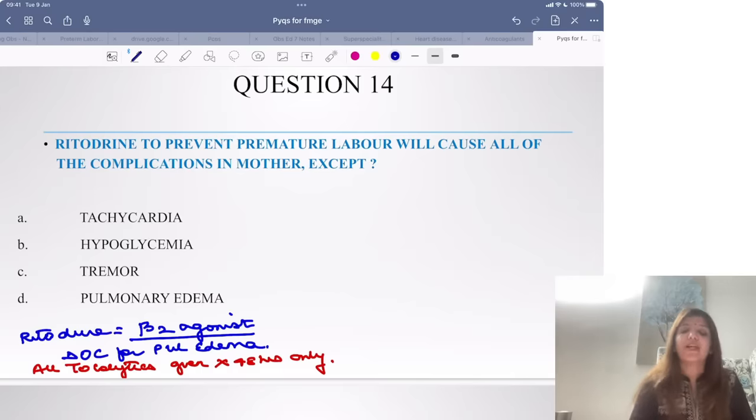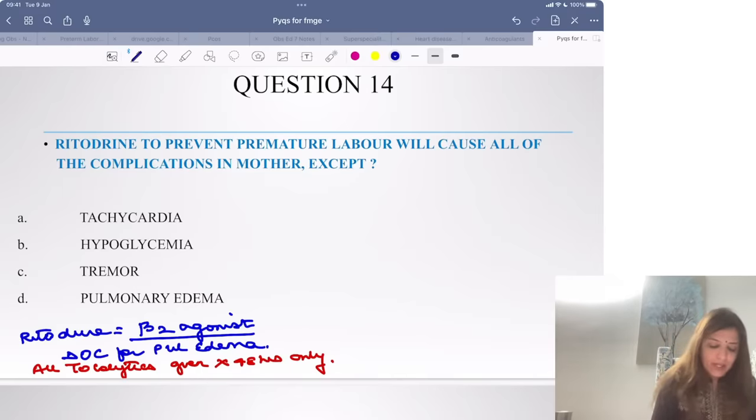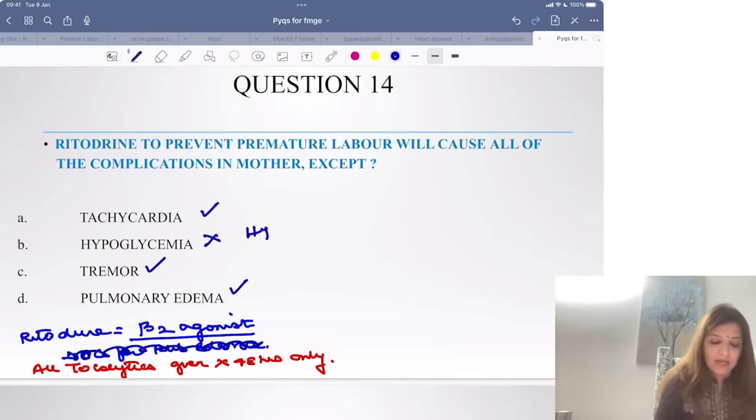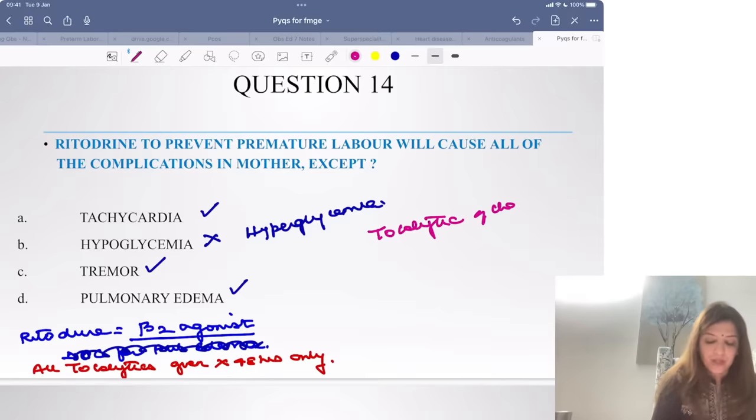Next question. Ritodrine to prevent premature labor will cause all of the following complications in mother except. So what is ritodrine? All of you know from your pharma knowledge that this is a beta 2 agonist, and all beta 2 agonists can lead to tachycardia. They can lead to tremors. They can lead to pulmonary edema. They do not lead to hypoglycemia. They lead to hyperglycemia.